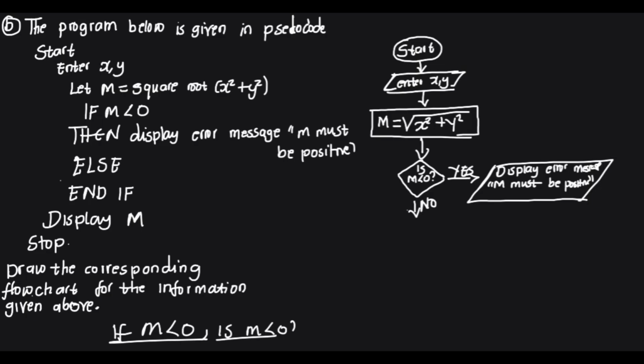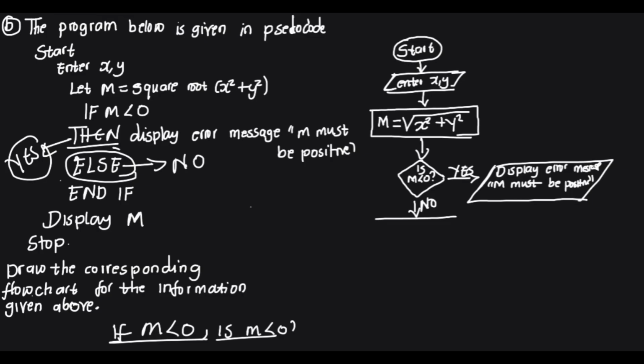Let's say we said no. If we say no, we are assuming that the value of m is positive. So in the pseudocode, "if" simply means yes, and "else" simply means no. If we say yes, we display the error message. Or else, this else simply means if we say no. If we say no, we are assuming that the value of m is positive, and that is what we want. So we are going to have the last stage, another display here. If no, we are going to display m. So this is what we wanted, display m. Then let's see what came after display: we stop. So this is how we can write a flowchart from the pseudocode.